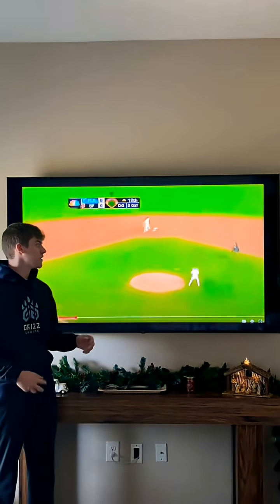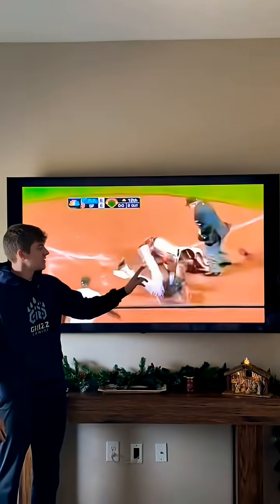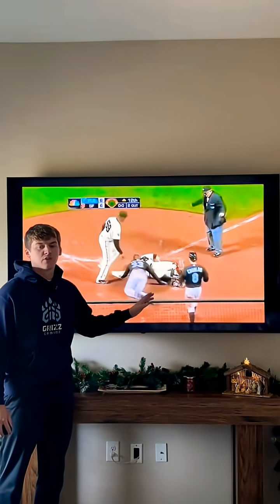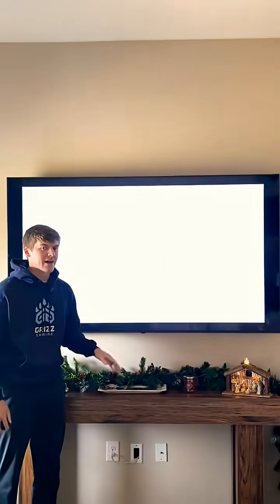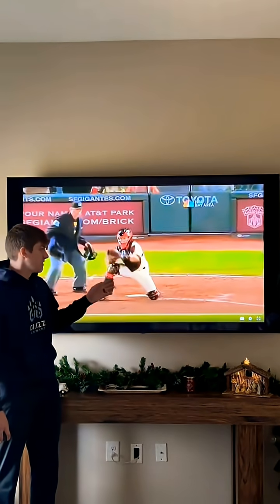Buster Posey, May 25th, 2011. San Francisco Giants versus the Florida Marlins. Buster is the catcher, and he gets laid out. This was back when you could run over anybody at home plate, and it didn't matter. Obviously, the rules have changed, mainly for this reason.